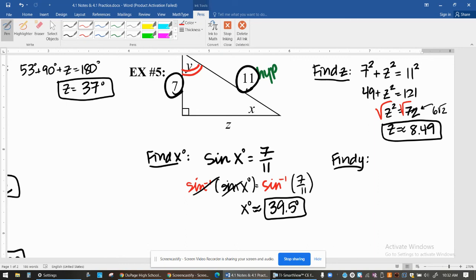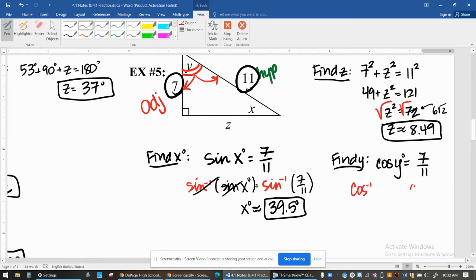So if I'm going to find y and I need to set up an equation, then I'm going to be using adjacent, not opposite, okay? Adjacent and hypotenuse is cosine. So cosine of y equals adjacent over hypotenuse. So I'm still using the 7/11, but I'm not using sine anymore because the 7 is next to the angle y, not across from, not opposite, okay? Cosine inverse, both sides. Make sure you're showing your work, please.